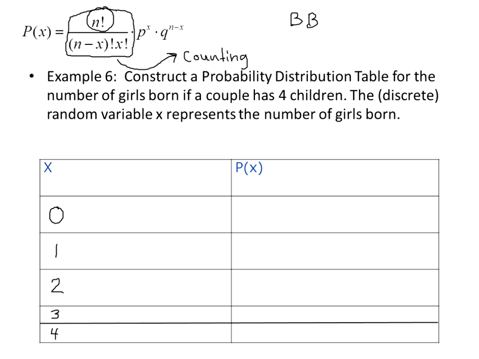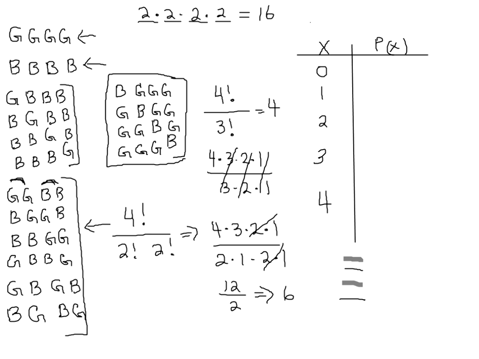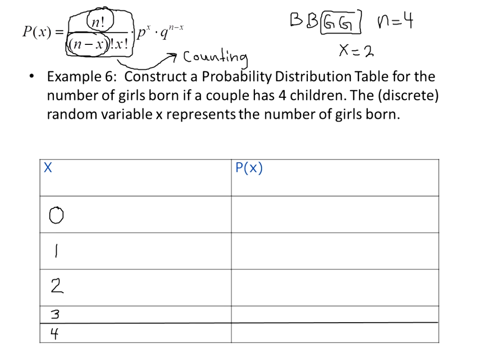Remember where we had B, B, G, G? X is the number of successes, so here X was 2. And n is 4, because there are 4 children. This part where it says n minus x is just whatever remains. So n minus x is the number of children minus the number of girls, which gives you the number of boys.